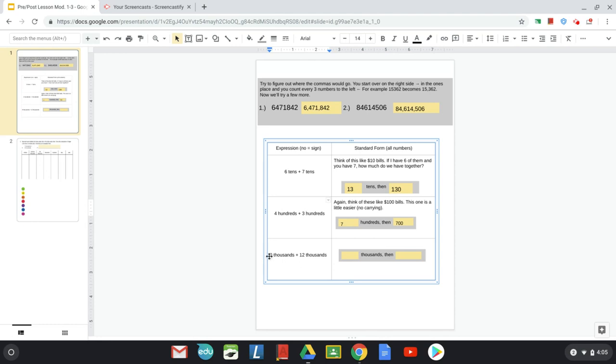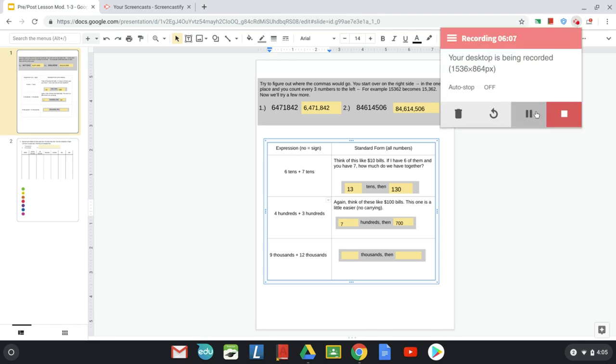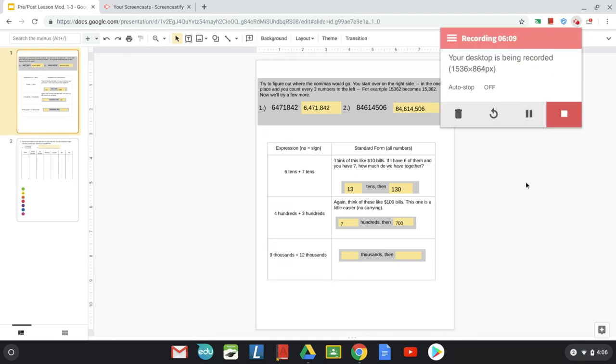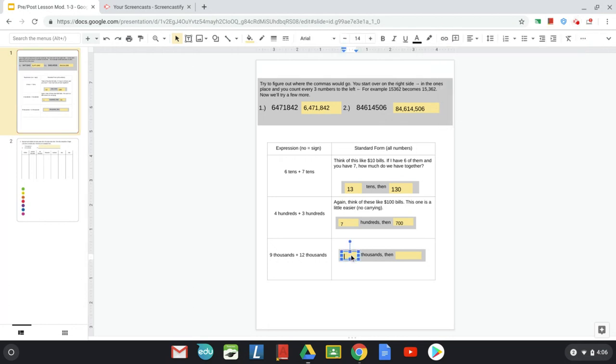And then what if I had 9 thousands plus 12 thousands? So all my ones so far have been in the same setting. And I've been able to kind of show you that as it's going, 9 thousands plus 12 thousands. So again, it's really just 9 plus 12, which makes 21. And now I'm in the thousands place. So kind of how much would that be?